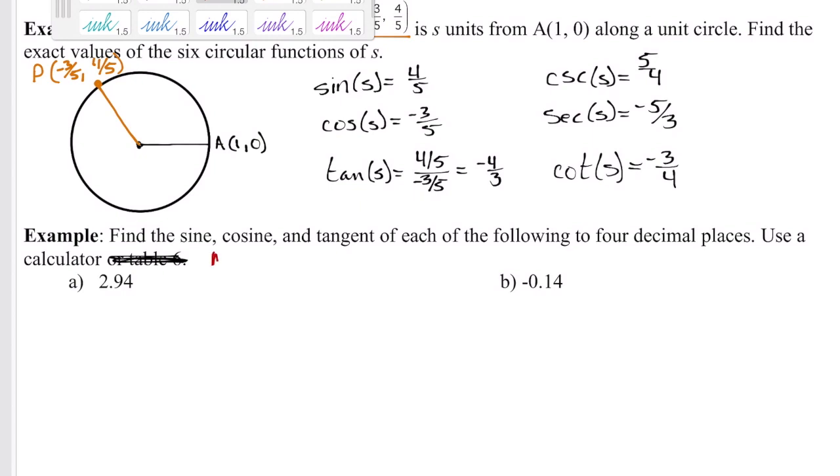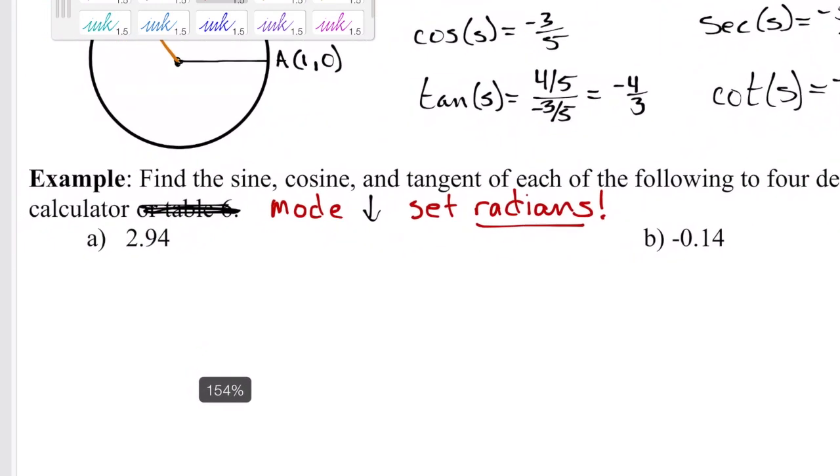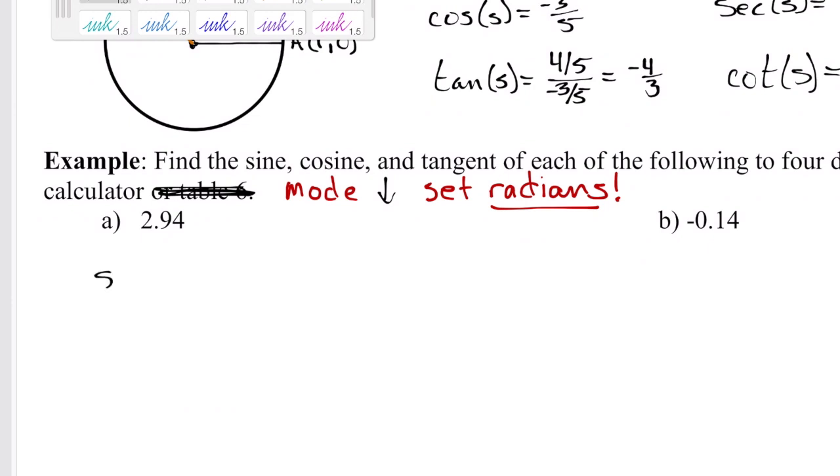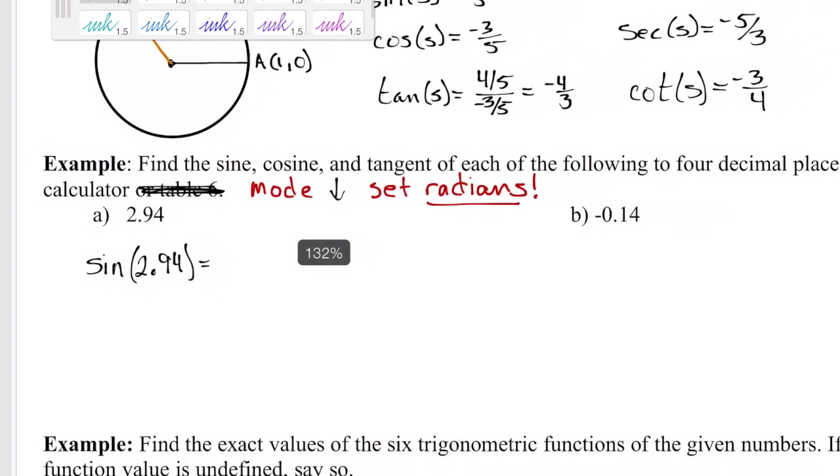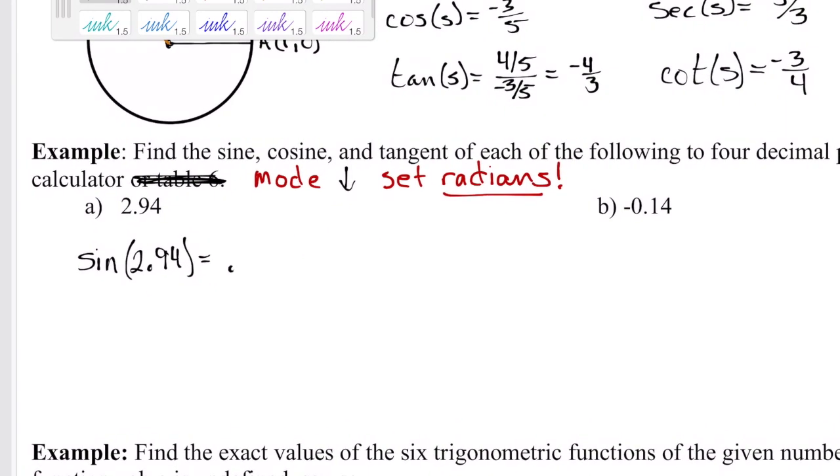So you want to go to mode and then arrow down until you see degrees and radians, and make sure you're setting it to radians. Radians should be highlighted. We definitely need to be set to radians in order for this to work. Then we're doing the sine, cosine, tangent, so we can just plug into our calculator: the SIN button of 2.94. You'll hit enter and it wants us to do 4 decimal places, so that should end up being 0.2002.